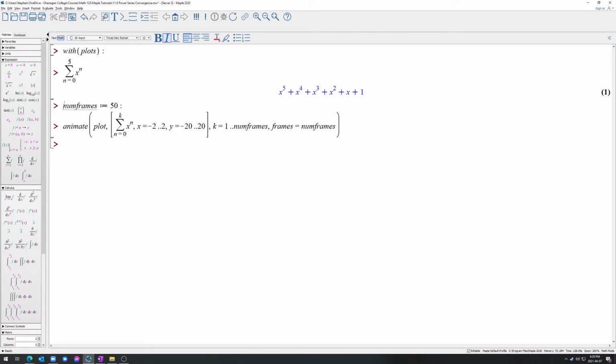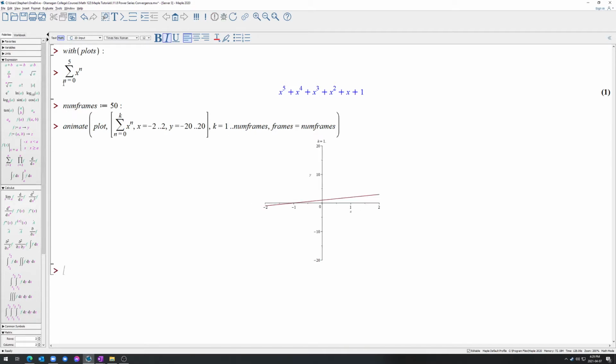But I'm going to start graphing multiple different partial sums. Let's start off with maybe the first 50 partial sums. Now I'm going to go from n equals 0 up to k, and I'm going to start with k equal to 1. So that's actually going to be 1 plus x. And we're going to go all the way up to a polynomial of degree 50. So these are partial sums, and watch this little animation here.